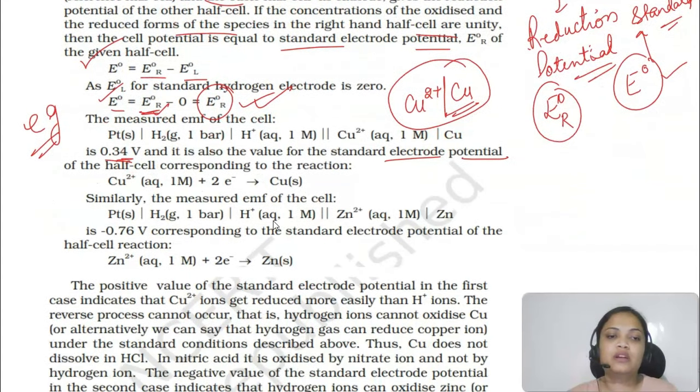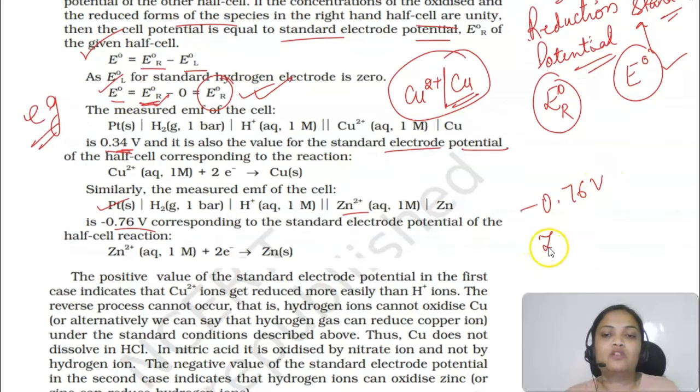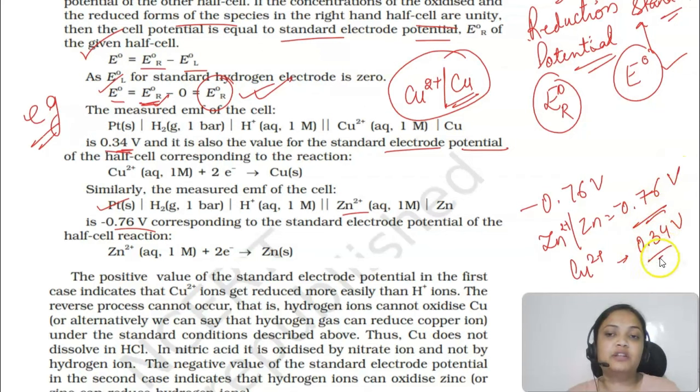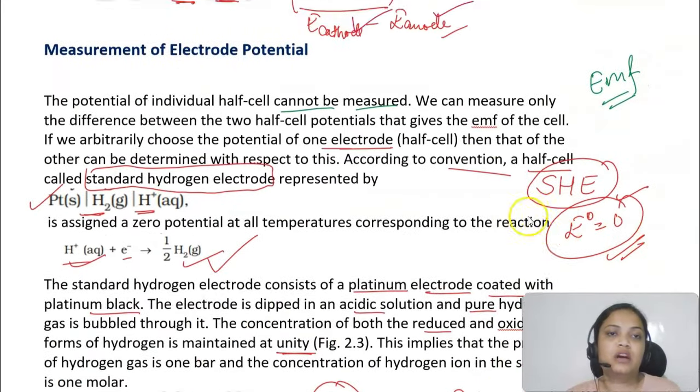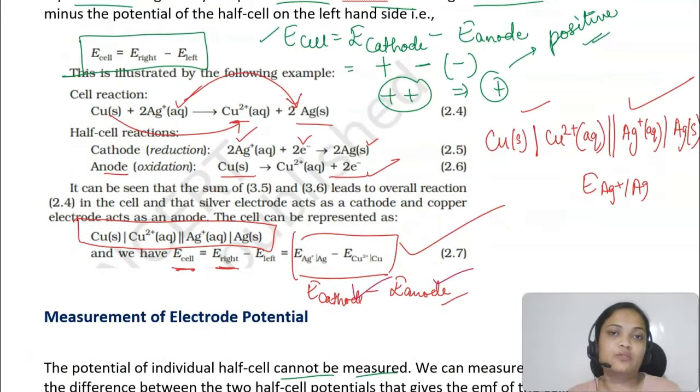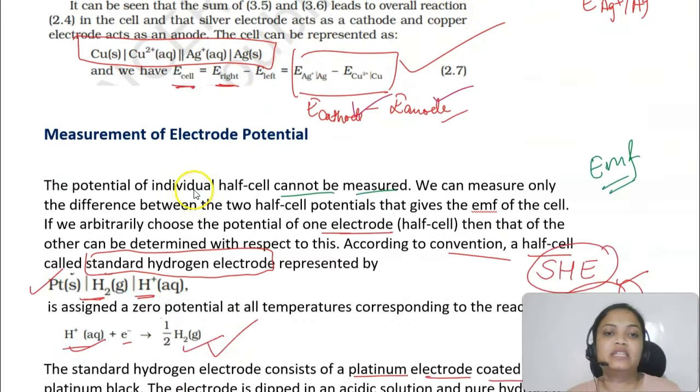Similarly we can talk about zinc. For zinc, it is calculated as minus 0.76 volts, and for copper, it is 0.34 volts, which we have calculated using the standard hydrogen electrode. Now these values we can use in our formula, E cathode minus E anode, and we can calculate the E cell.